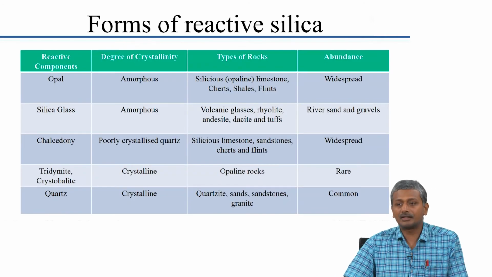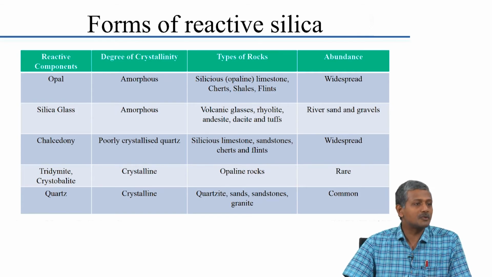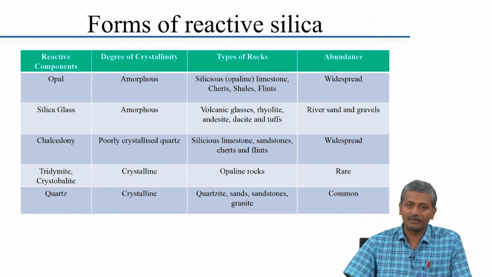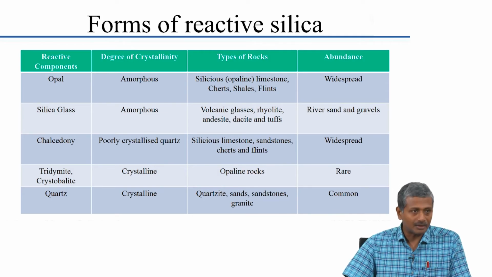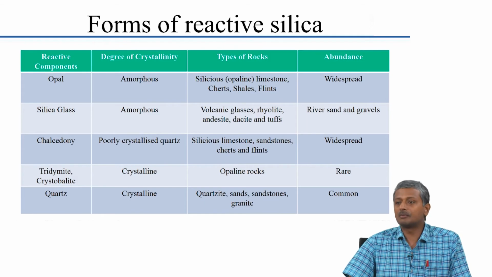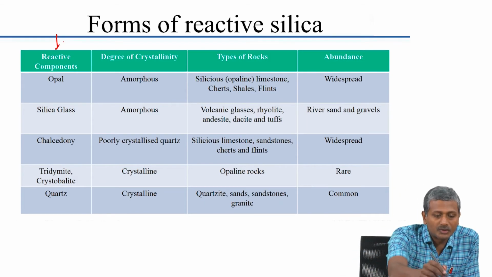Again, this table captures the different forms of reactive components present in different types of aggregates and their relative abundance around the world. Abundance is important because we know that we have to use aggregate which is locally available, and based on that we need to understand whether the aggregate that we have can contain some of these reactive minerals or not. The first column shows you the reactive components.